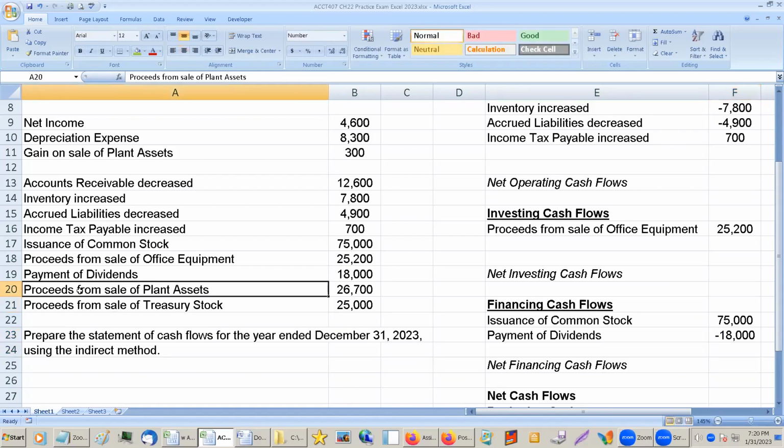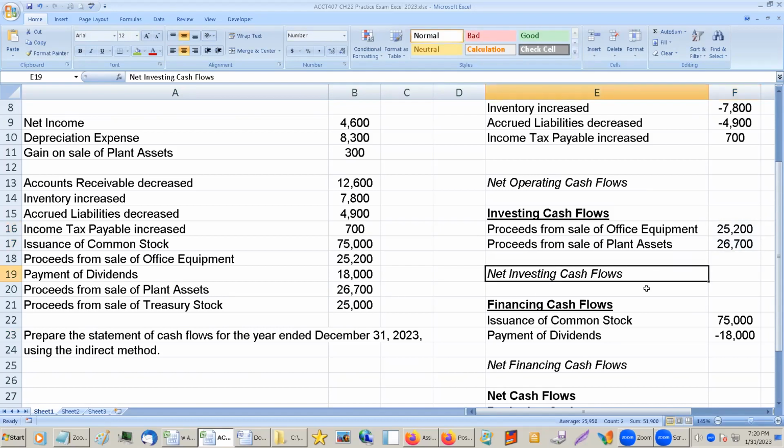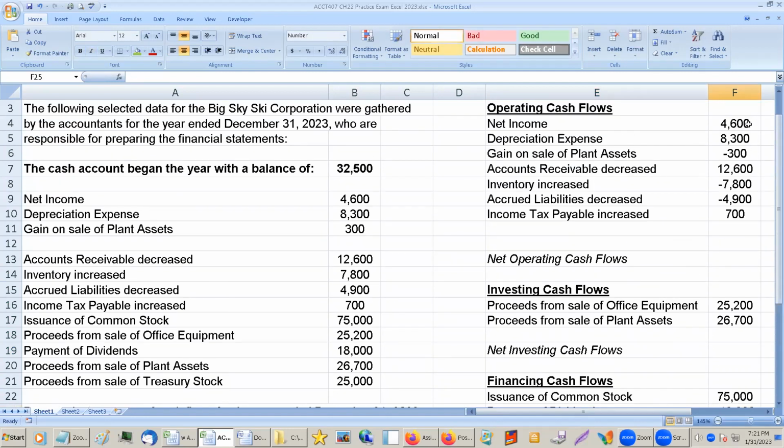Proceeds from the sale of plant assets. Again, that's the investing. Yep. Plus or minus? It's an addition. Proceeds from the sale of treasury stock. Financing, yep, and it's an addition. Okay, so let's see here.